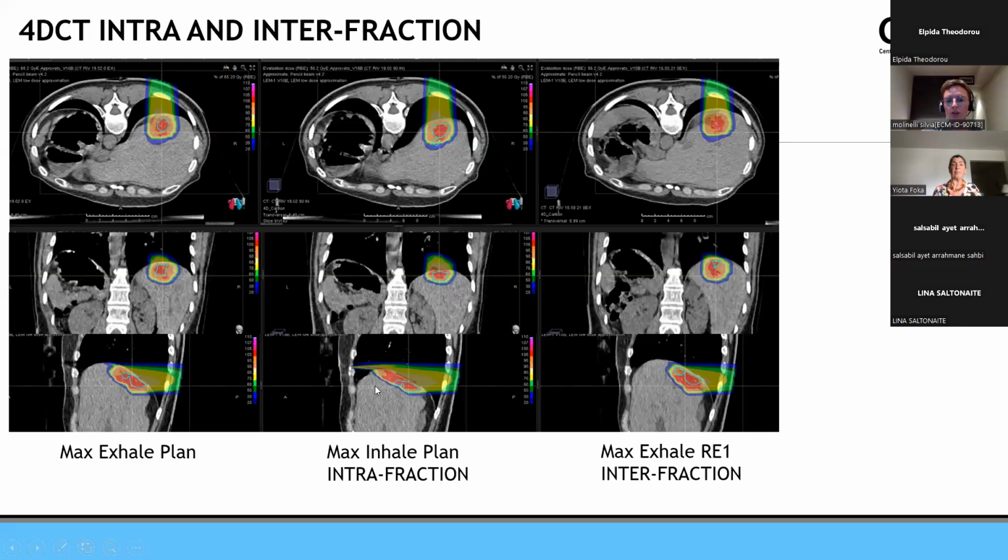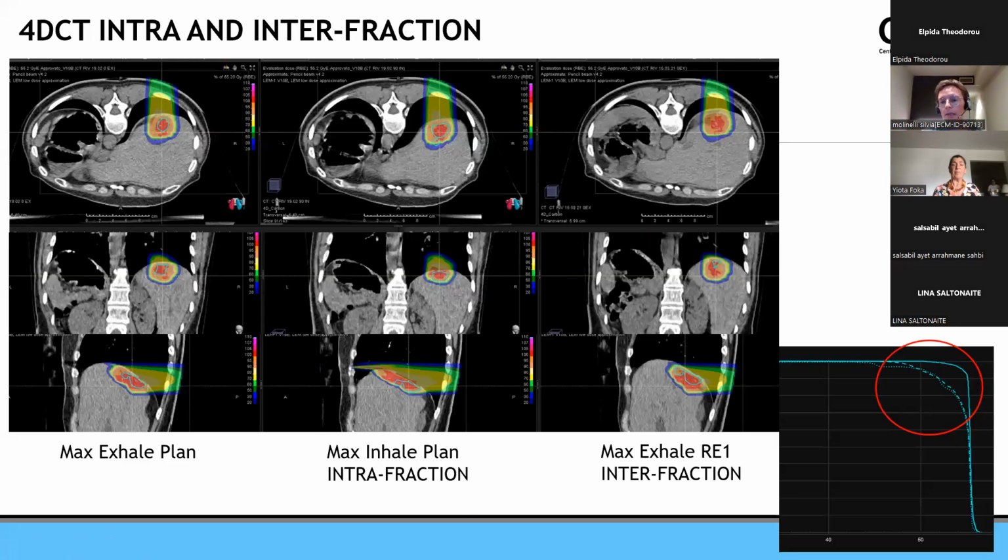So this is intrafraction variation. And here is the calculation on the maximum exhale of the first reevaluation CT. And as you can see from the DVH, the dose degradation is of the same amount. So if you don't check that it's reproducible, then you can obtain the same level of dose degradation.